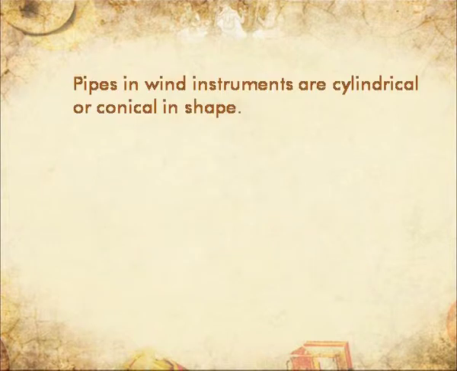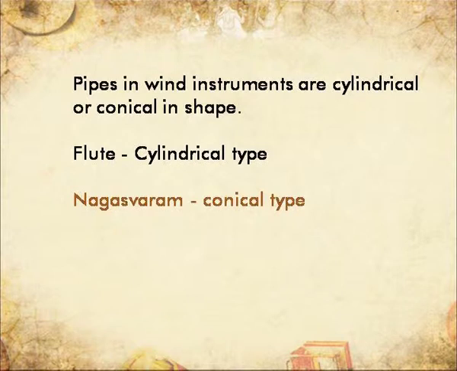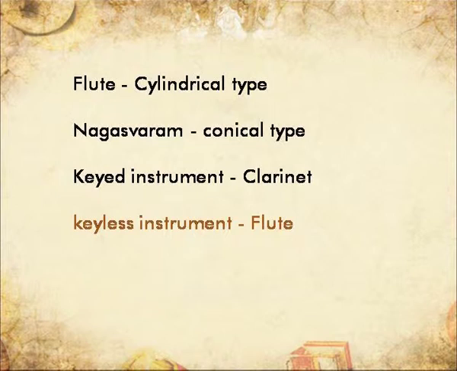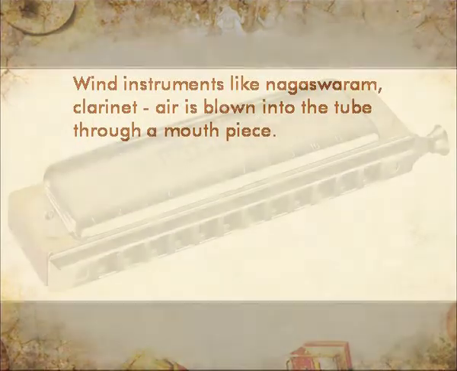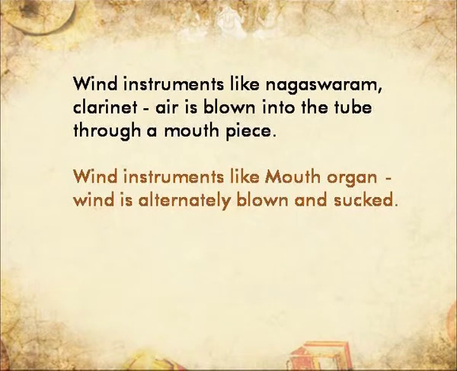The pipes in wind instruments are cylindrical or conical in shape. The flute and the nagaswaram are respectively instances of these two types. There are keyed instruments like the clarinet and the keyless instruments like the Indian flute. There are wind instruments like the nagaswaram and clarinet where the air is blown into the tube through a mouthpiece, and instruments like the mouth organ wherein the wind is alternatively blown and sucked.